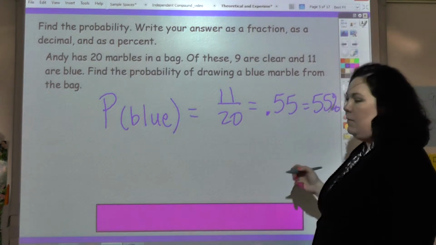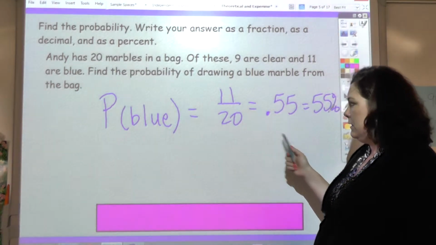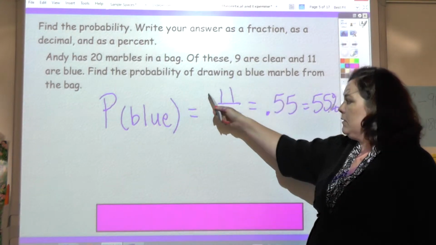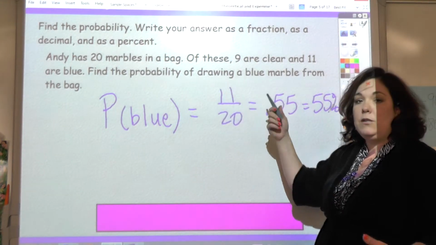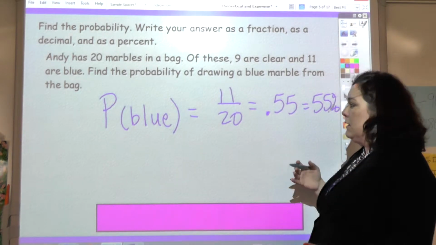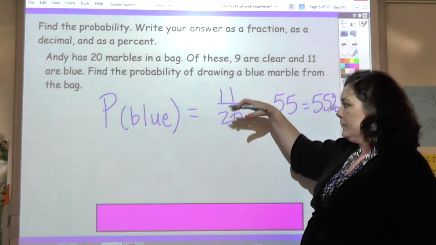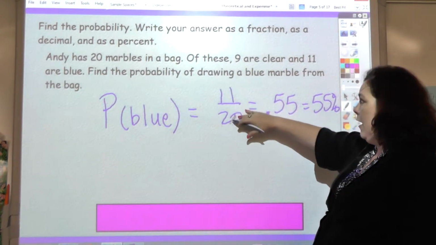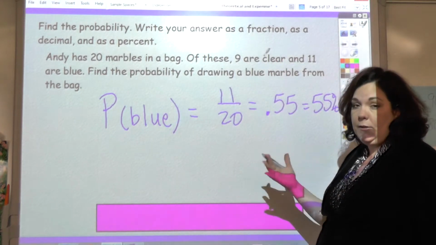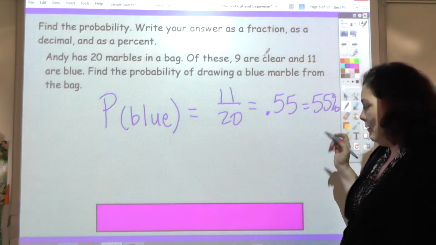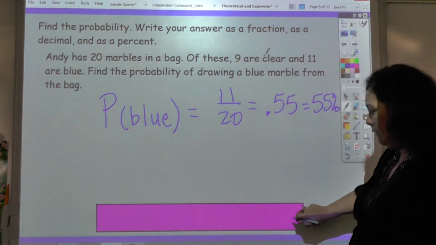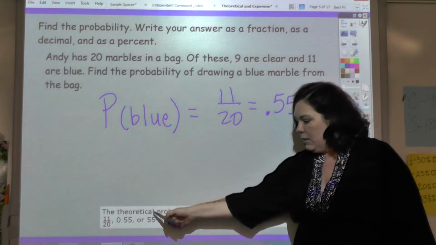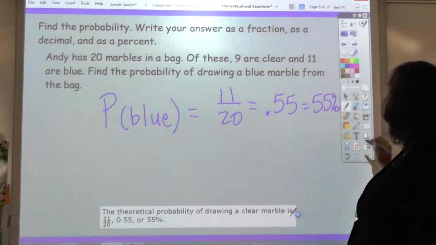And what you might have noticed is if you took this and looked at the probability of clear, which was 9/20ths, 9 plus 11 is 20 out of 20. So that's to say that this is the complement. So this is the probability that blue will happen. This, and then the complement is the probability that something else would happen. And I'll discuss that in a second. You can write that in your notes. So this is, of course, 11/20ths, 55 hundredths, or 55%.